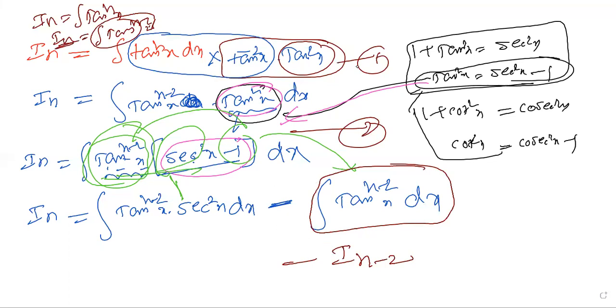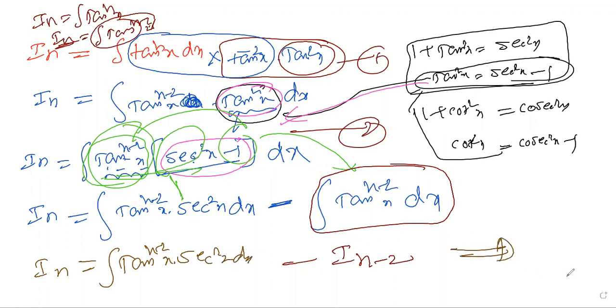Next, copy the question. I n equals the integration of tan power n minus 2 x into secant square x dx minus I n minus 2. Still clear, any doubt? No doubt at all. In the next page I'll write the question. So this work is done.